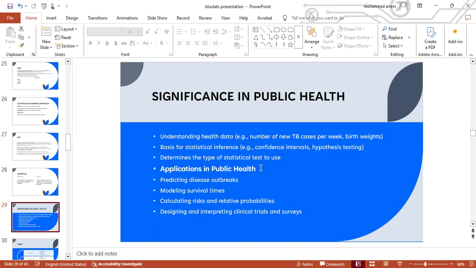Now, what are the applications? They help in predicting disease outbreaks. They also help in modeling survival times, and in calculating risks and relative probabilities. Moreover, they help in designing and interpreting clinical trials and surveys.